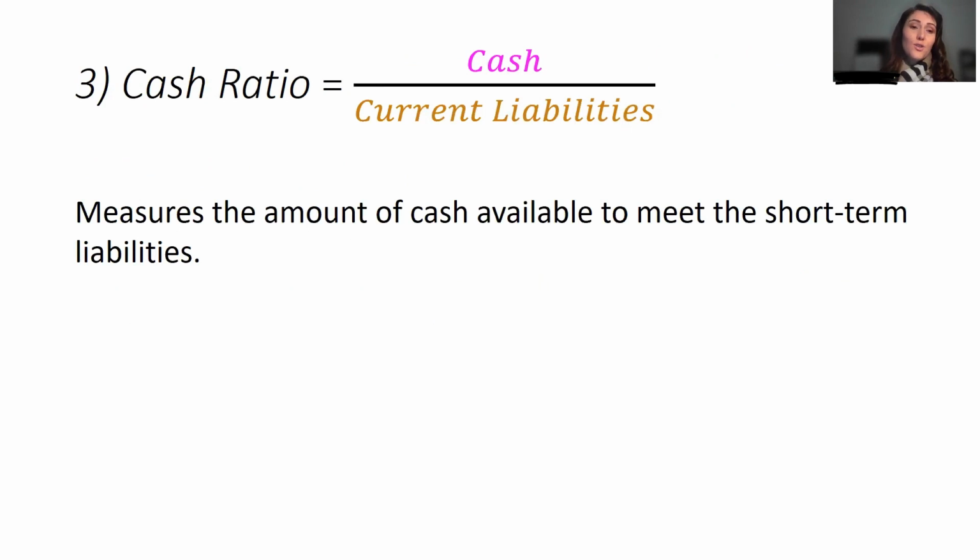When we look at our third ratio, we're going to look at the cash ratio, and that is the actual cash on hand or the cash component of the business in relation to the current liabilities, because we would like to see if we only take the cash component, we take the debtors away, we take the inventory away, what do we have to meet the short-term liabilities?